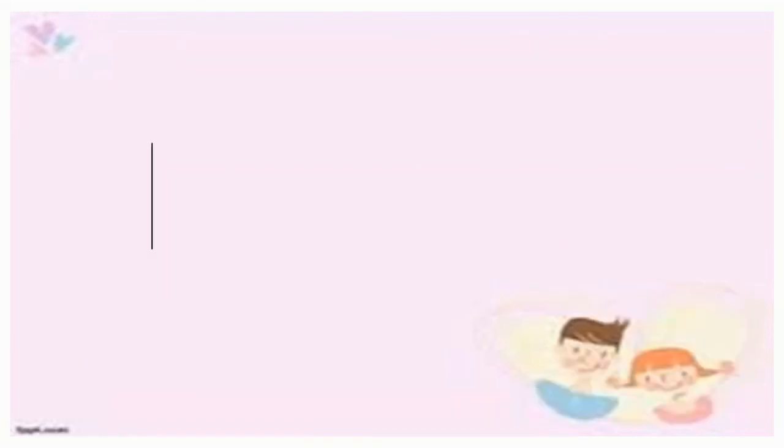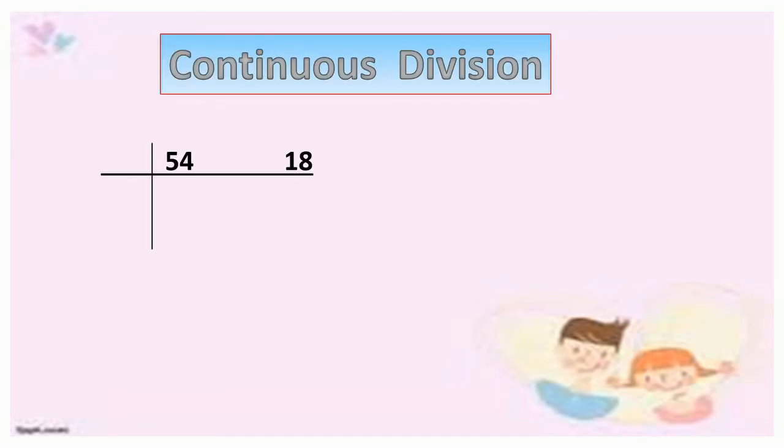Using the continuous division, 54 and 18, ganyan siya. So, we're going to divide it by 9. O, subukan natin nga yung mataas na number. So, 54 divided by 9 is 6, and 18 divided by 9 is 2. Okay. So, kay 6 and 2, ano na pwedeng natin divide dun? Okay, pwede si 2. So, 6 divided by 2 is 3, and 2 divided by 2 is 1.